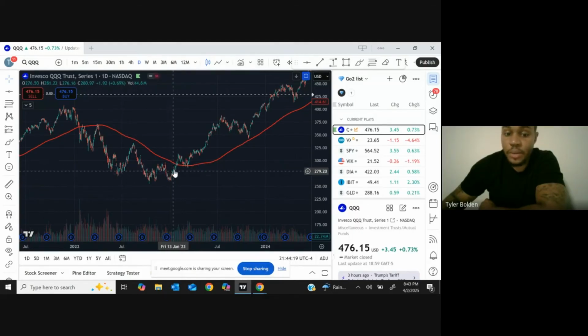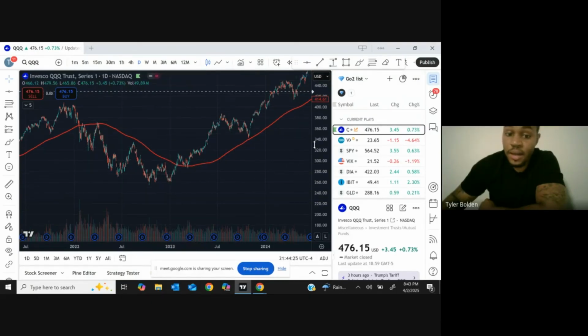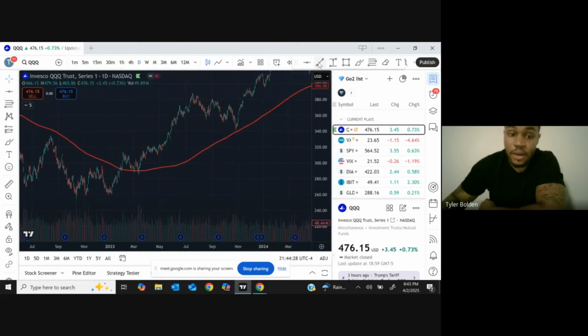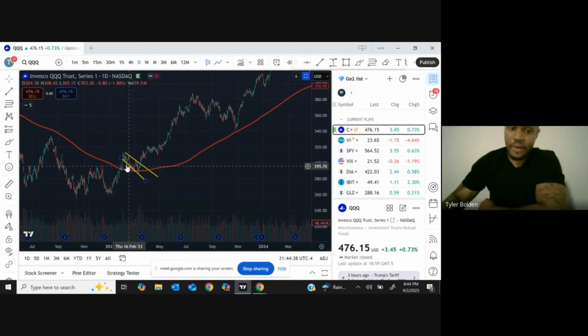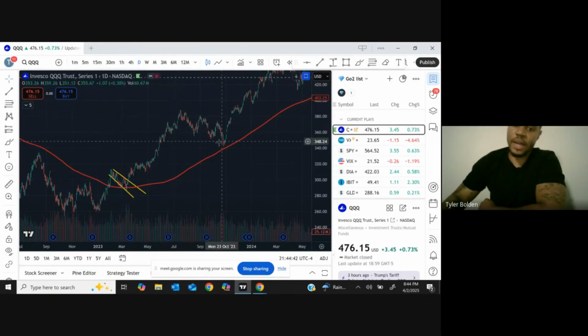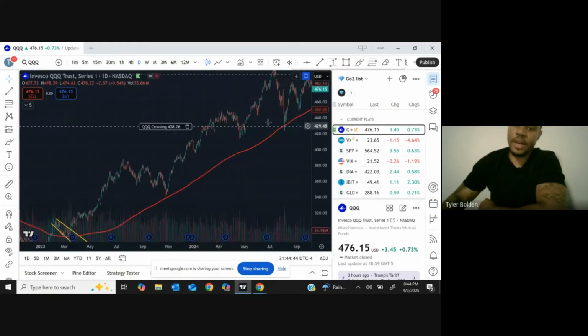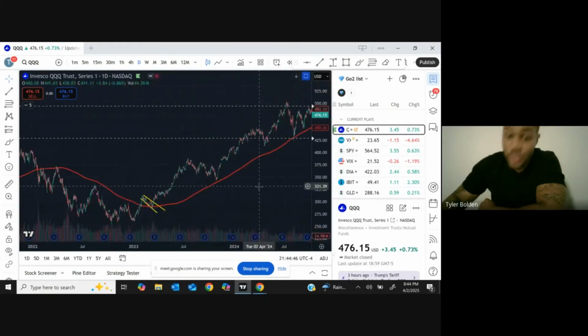The market started running back up in 2023. We start going back over the 200-day moving average. And remember that bull flag I was talking about? Here it is right there. So that's two bullish indicators: we went back above the 200-day moving average, and the bull flag. So you could have stayed in the whole time. Another bull flag came, stay in. Another bull flag, stay in. That's the 200-day moving average.